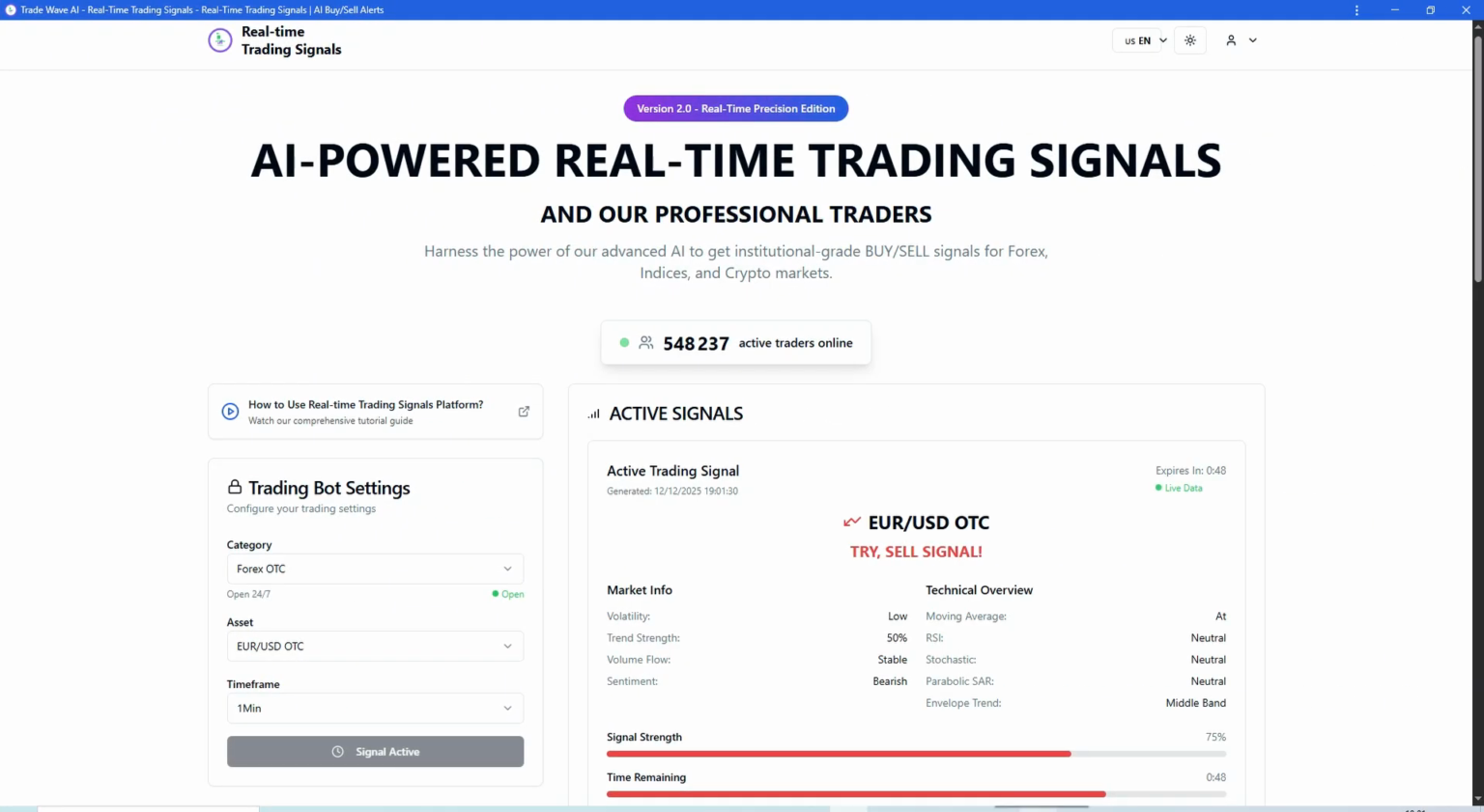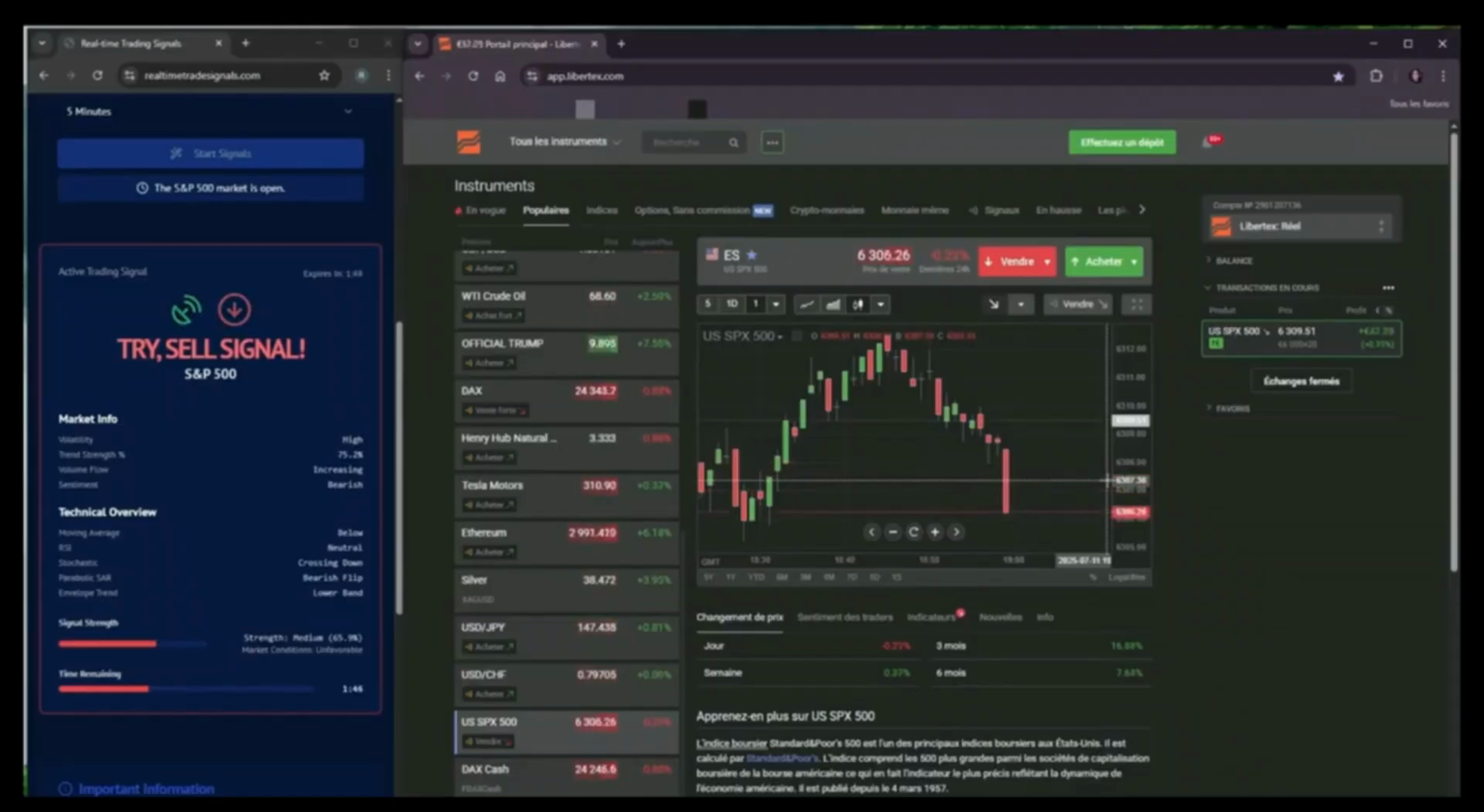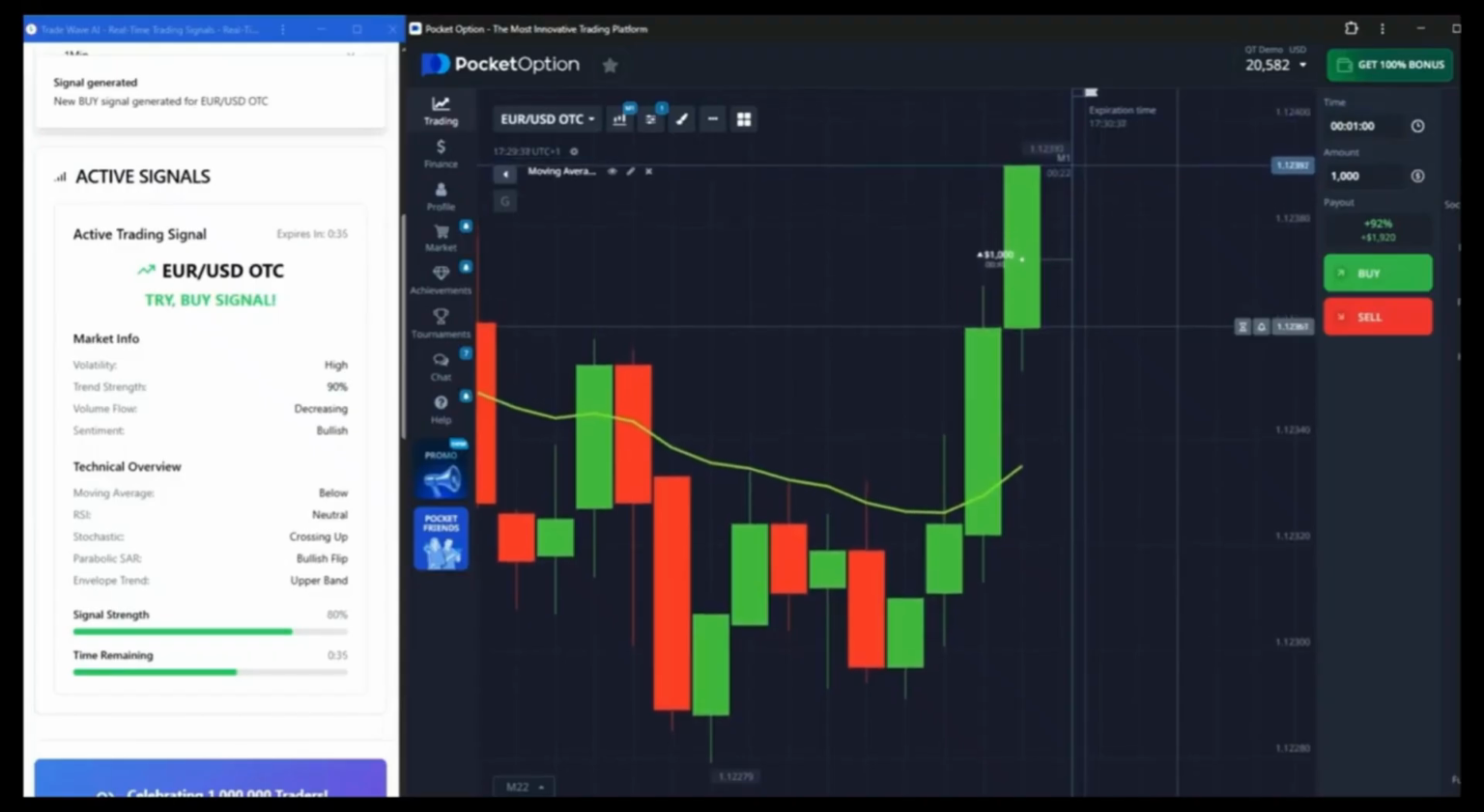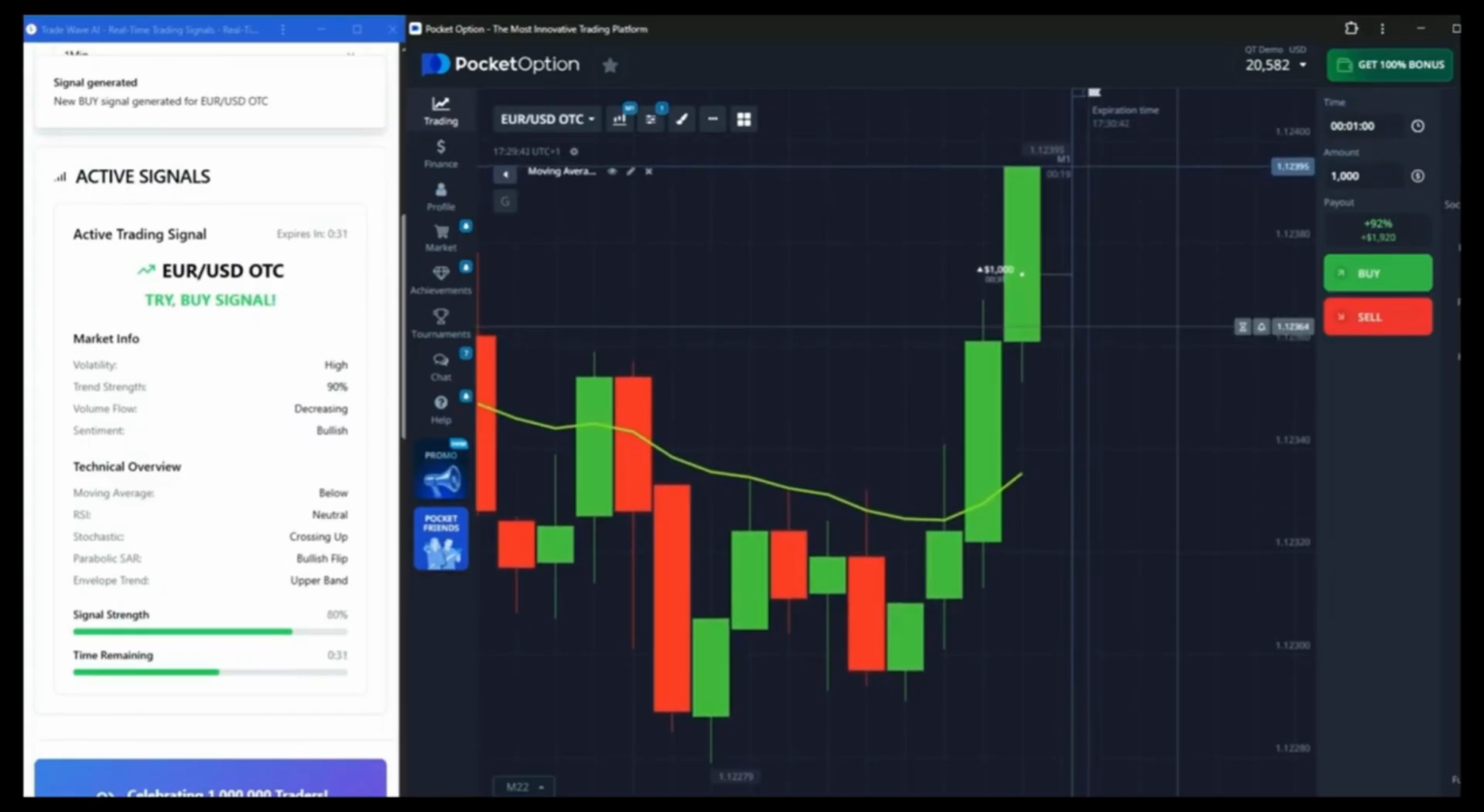Hello. Welcome to Real-Time Trading Signals version 2.0, the Real-Time Precision Edition, the platform that generates real-time trading signals powered by artificial intelligence. Wondering how it works?